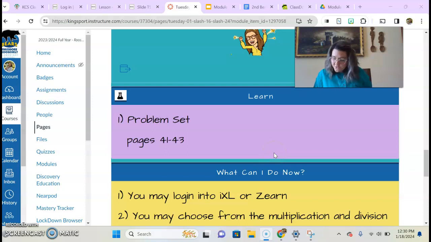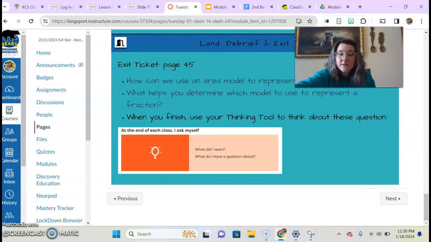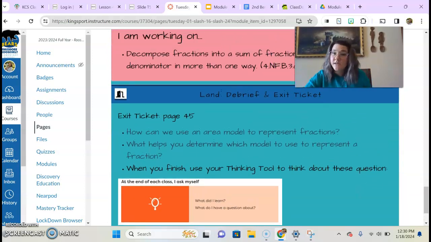Okay, then on page 42, you're going to be given a fraction and you are expected to draw an area model. On both of those pages, you're going to be writing an equation. And then on page 43, you are just showing two different ways to show 9/10. At the end of the block, if you will complete page 45 and turn that in, and think about these questions again. How can we use an area model to represent fractions? And what helps you determine which model to use to represent a fraction?